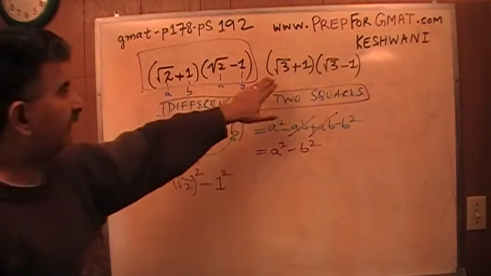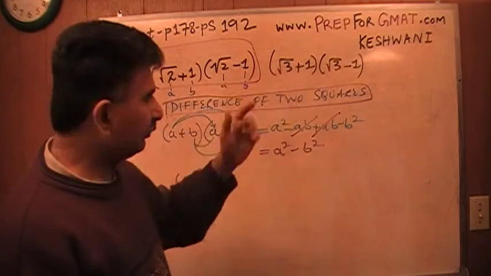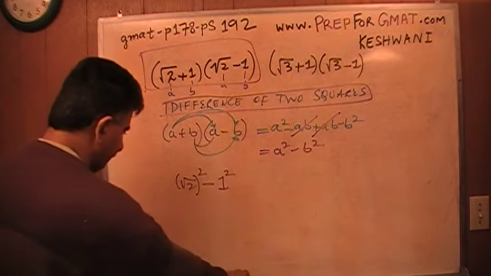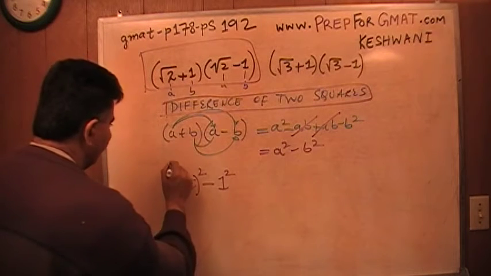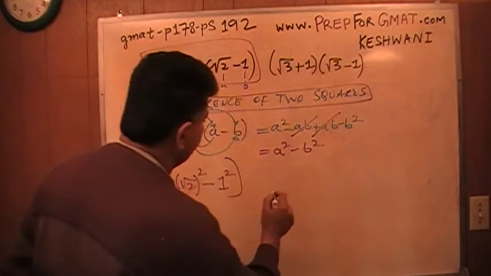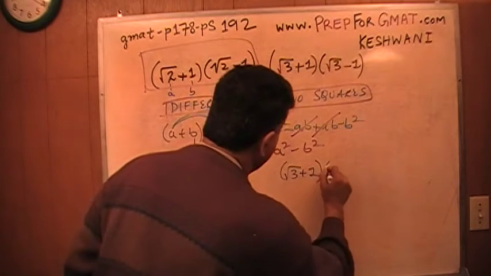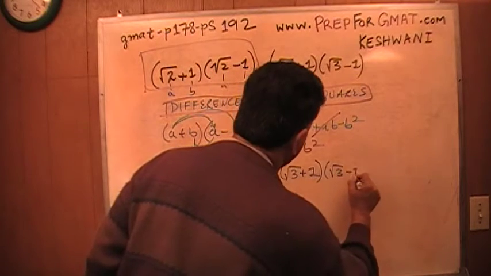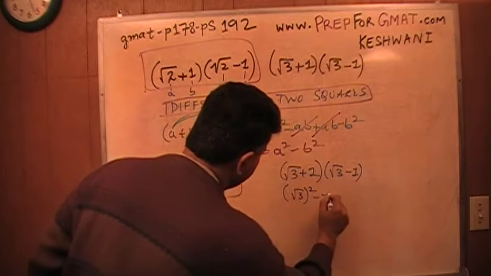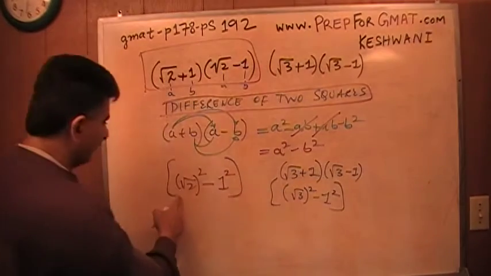Similarly, in this case, our A is root 3 and our B is 1. So we're going to do the same thing one more time, and then multiply the whole thing. Now we're going to evaluate this quantity. Root 3 plus 1 times root 3 minus 1 is again simply root 3 squared minus 1 squared. So what does this boil down to?